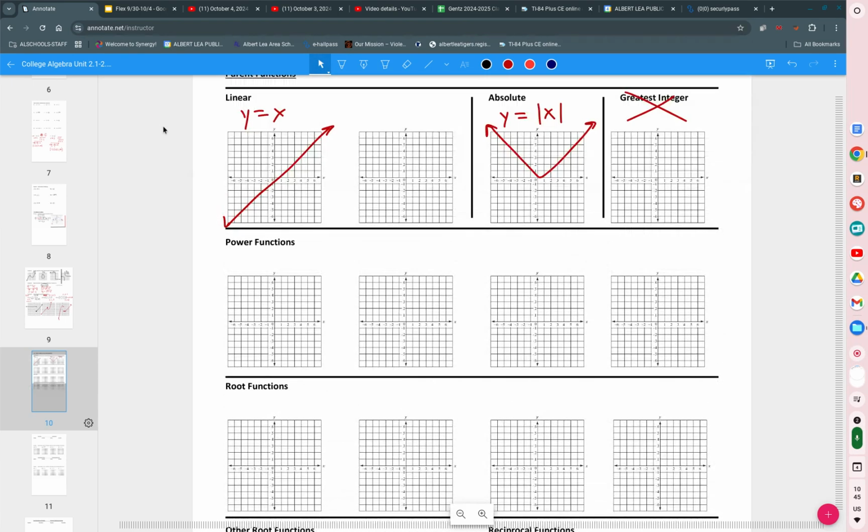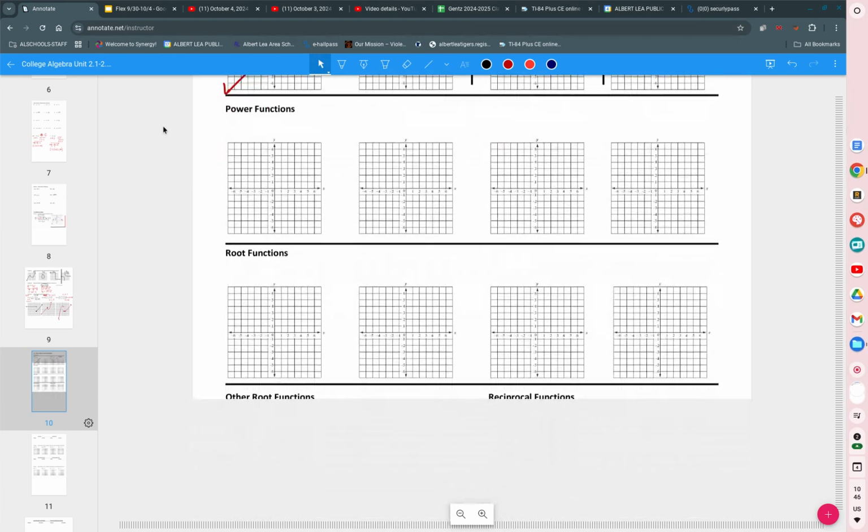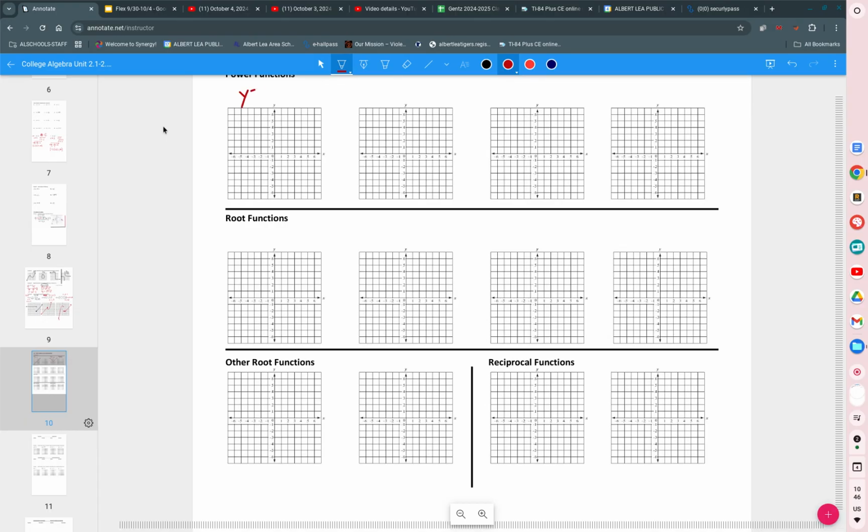For those of you on YouTube, we covered the linear function, the absolute value function, the power functions, y is equal to x squared and y is equal to x cubed. X squared looks like what? Parabola. That should be something you remember as well.